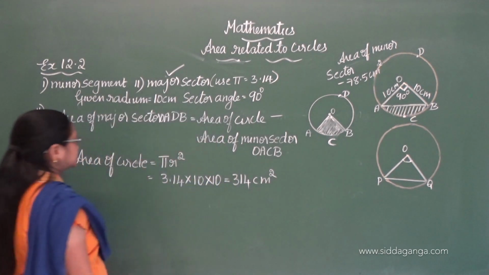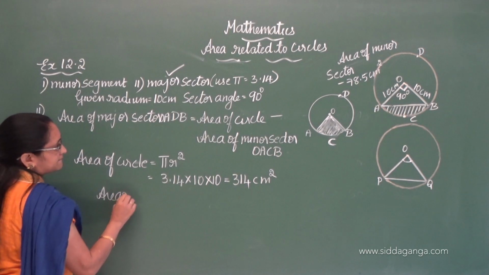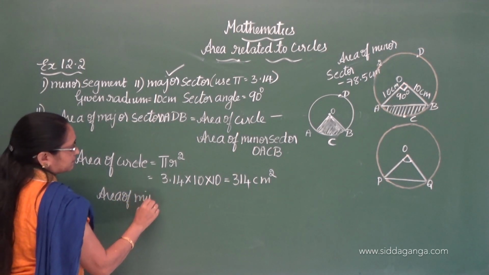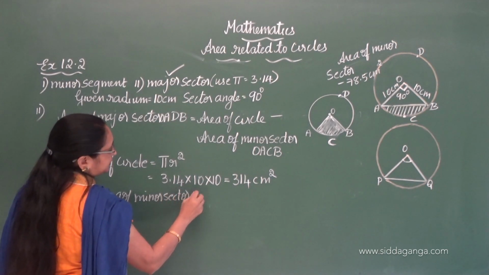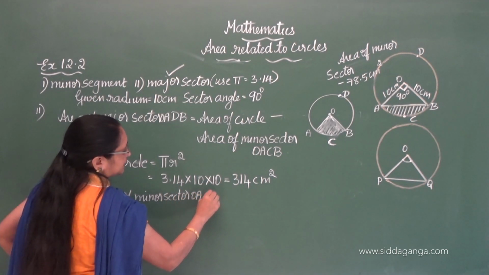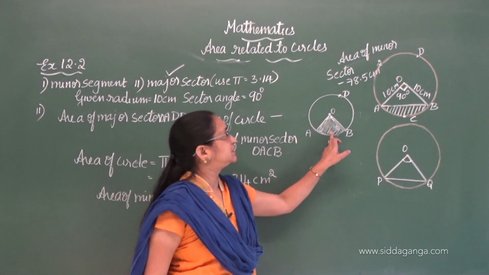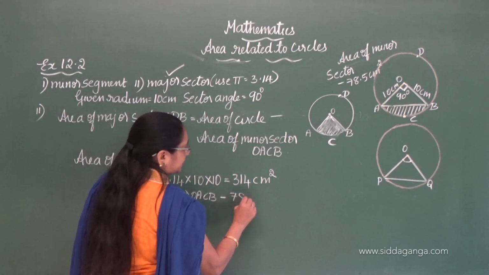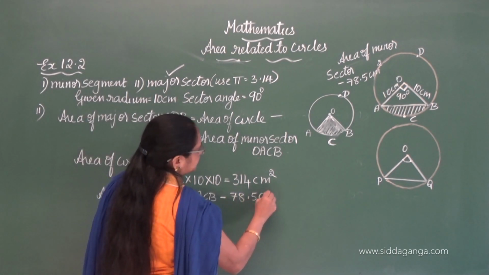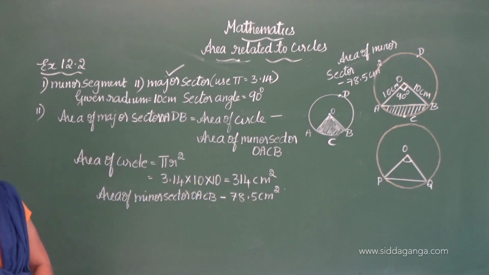Okay. Next, area of minor sector. Since we have got it already, I am not calculating once again. Area of minor sector, see, we have got it already, just now I wrote here. That is 78.5 centimeter square. Okay, 78.5 centimeter square.